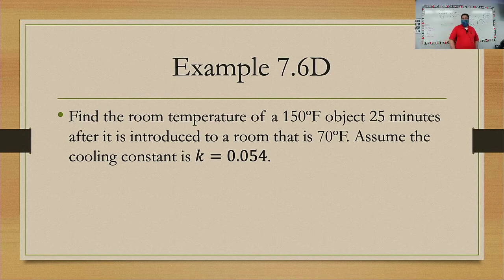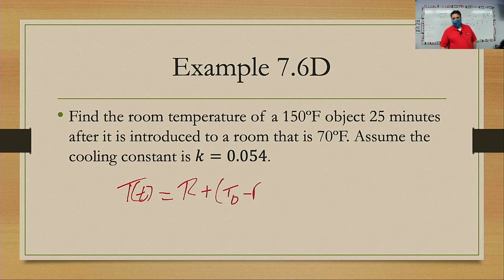Find the temperature of an object of 150 degrees Fahrenheit, 25 minutes after it is introduced to a room that is 70 degrees Fahrenheit. Assume the cooling constant is K equals 0.054. All right, so my temperature at this given time will be equal to R plus T0 minus R, times e to the negative KT.